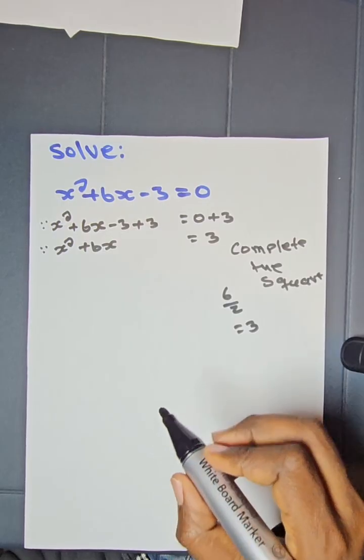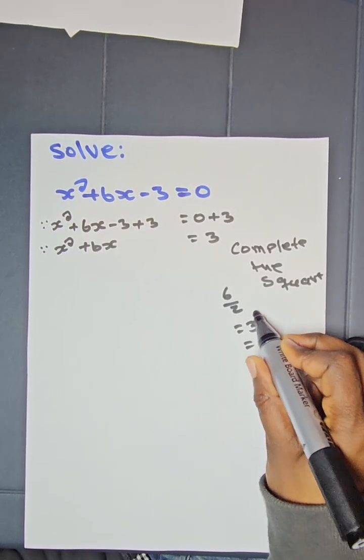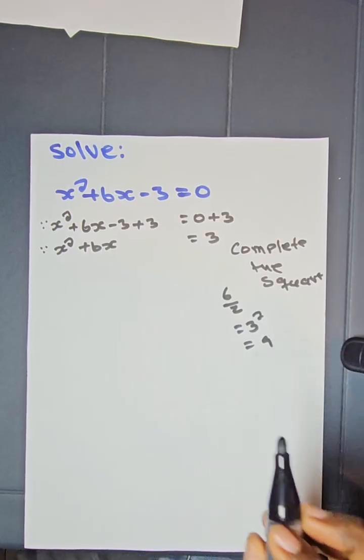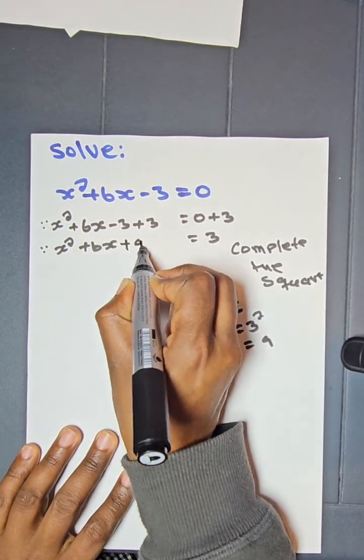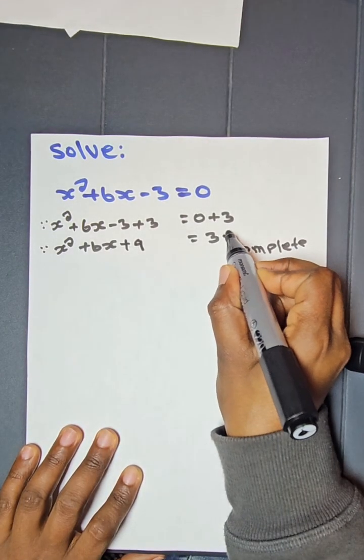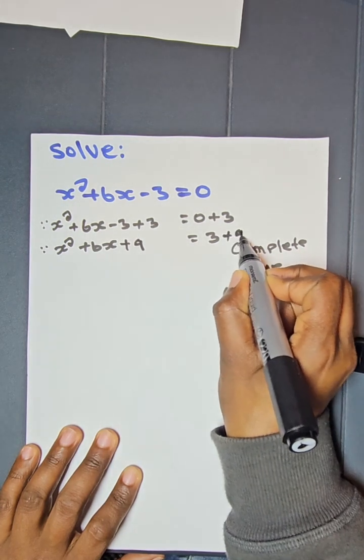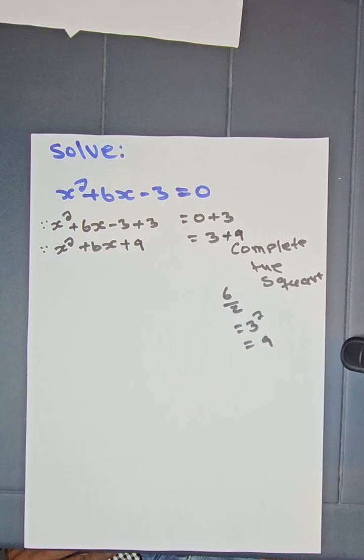All squared means I need to square 3, which gives me 9. I will therefore need to add 9 to this side. Remember, whatever you do to one side, you must do to the other side too. That means I must also add 9 to the right side. Now I have x squared plus 6x plus 9 equals 3 plus 9.